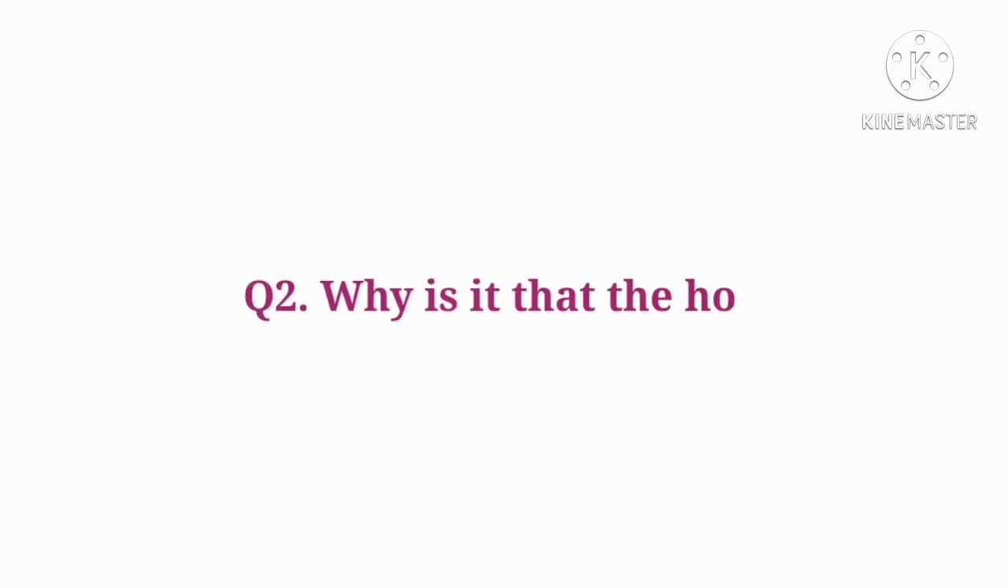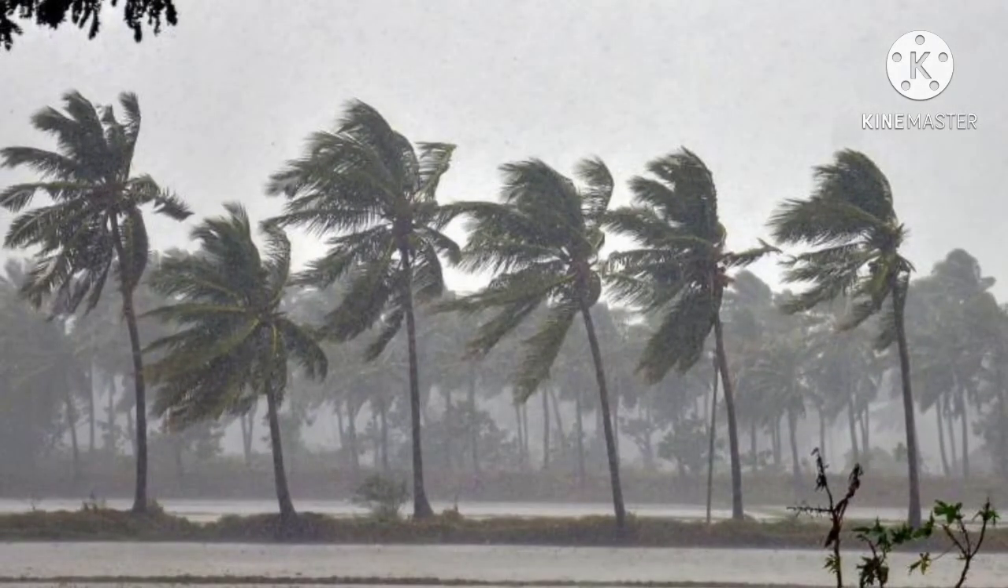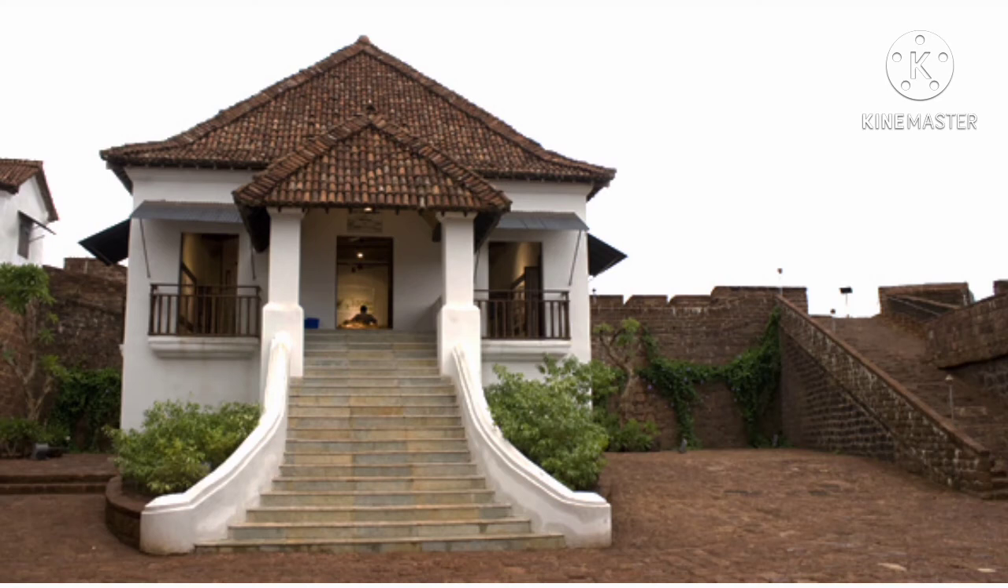Next question. Why is it that the houses in the terai regions, that means wet regions, and in Goa and Mangalore have sloping roofs? The houses in these regions have sloping roofs because they get heavy rain during the monsoon season. When there are sloping roofs, the rainwater can easily flow off towards the ground.